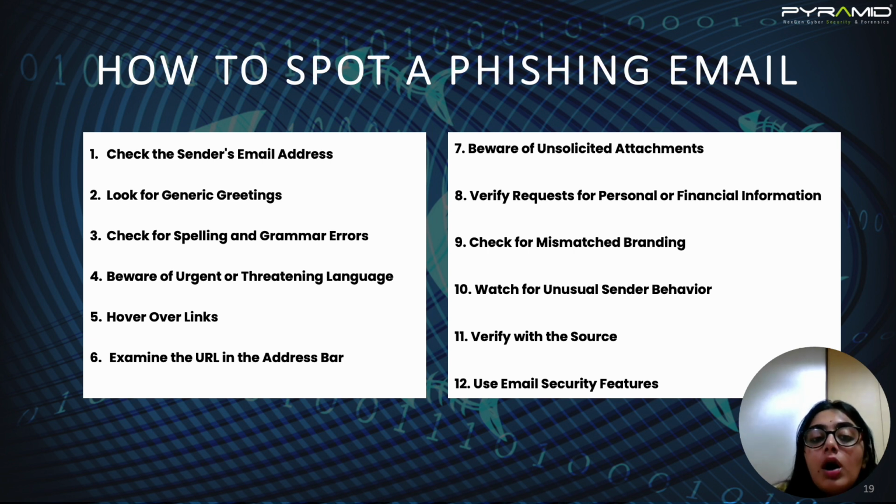Tenth, watch for unusual sender behavior. So be wary of email senders behaving unusually, such as sending messages outside of their typical communication style or requesting actions that are out of the ordinary. Eleventh, verify with the source. Now, if you receive an email requesting sensitive information or action that seems suspicious, contact the organization directly using official contact information from their website or a trusted resource.